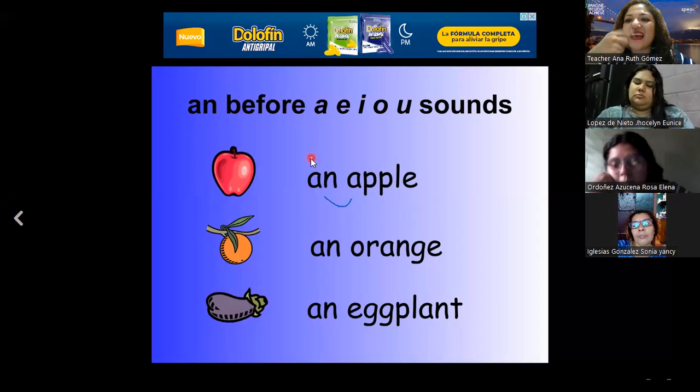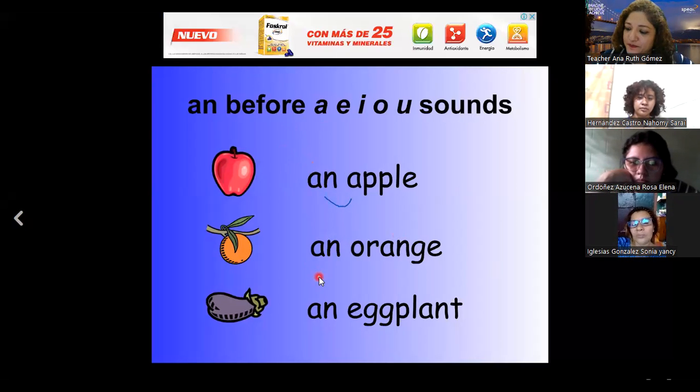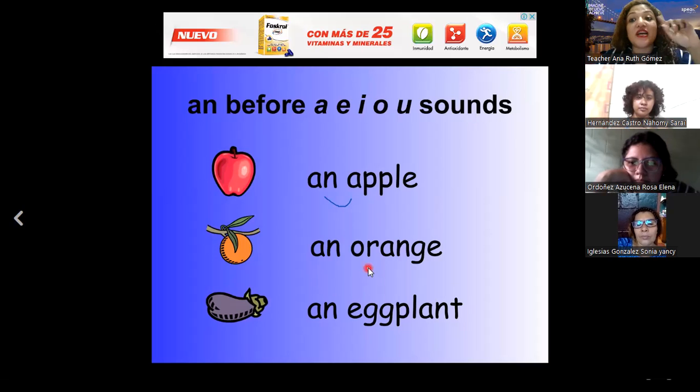Okay, everybody, repeat. An apple. All right. Suena mucho mejor in English. If you say, for example, an apple, no. You're going to say an apple. What about una naranja? An orange. Very good. Listo. An orange. Yeah. Okay, what about una berenjena?